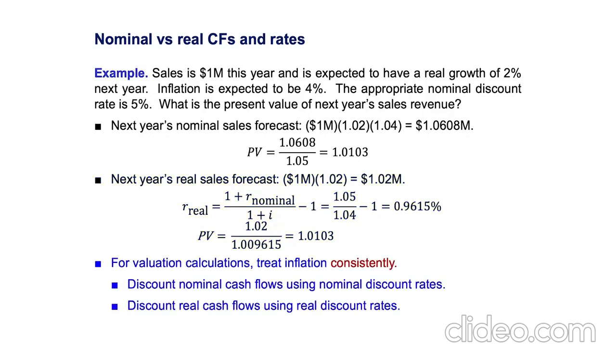What this example shows is that when it comes to the valuation of cash flows, we should treat inflation consistently. If we're going to use nominal cash flows, then we should be using nominal discount rates. If we are using real cash flows, then we should also use real discount rates to discount. It doesn't matter which one we use, as long as we use both the cash flow and the discount rate in the same unit, we'll arrive at the right answer.